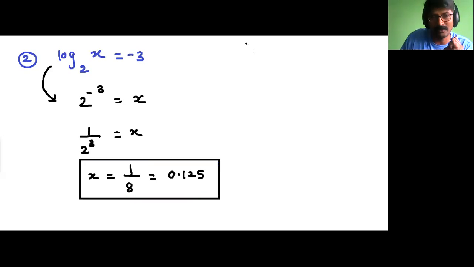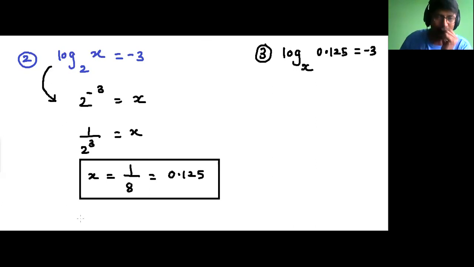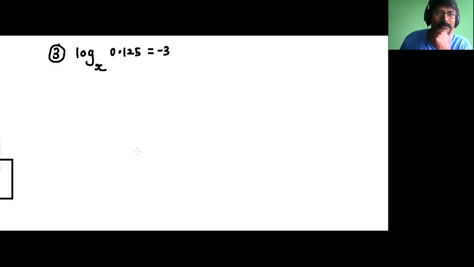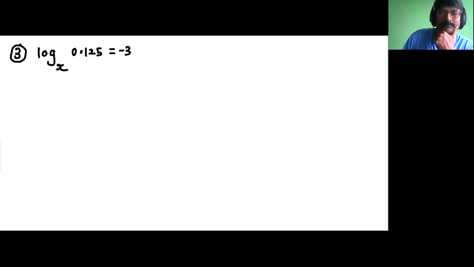Okay, I'll take a third variation. What will be the third variation? The third variation is that x could be over here. So log of 0.125 to the base x is equal to minus 3. Now how are you going to do this? See, simply, first of all, we'll convert that into the log to indices form. How to convert that into indices form? x power minus 3. The base raised to power the answer is equal to 0.125.